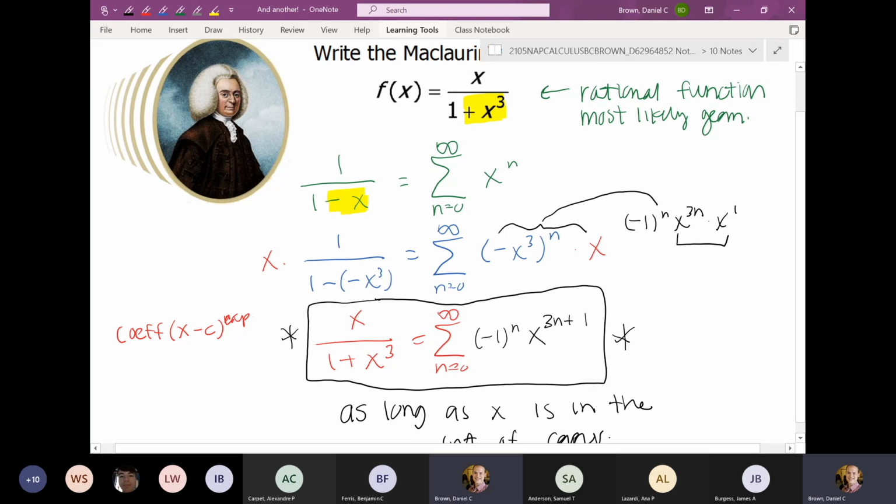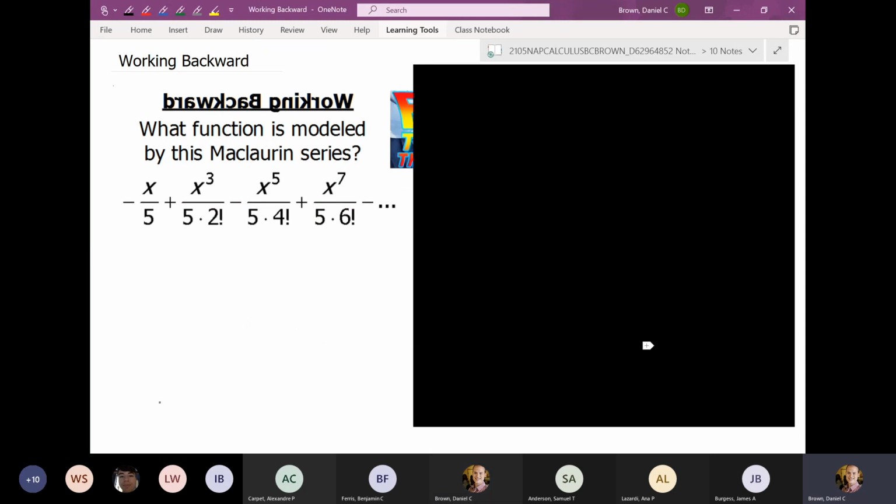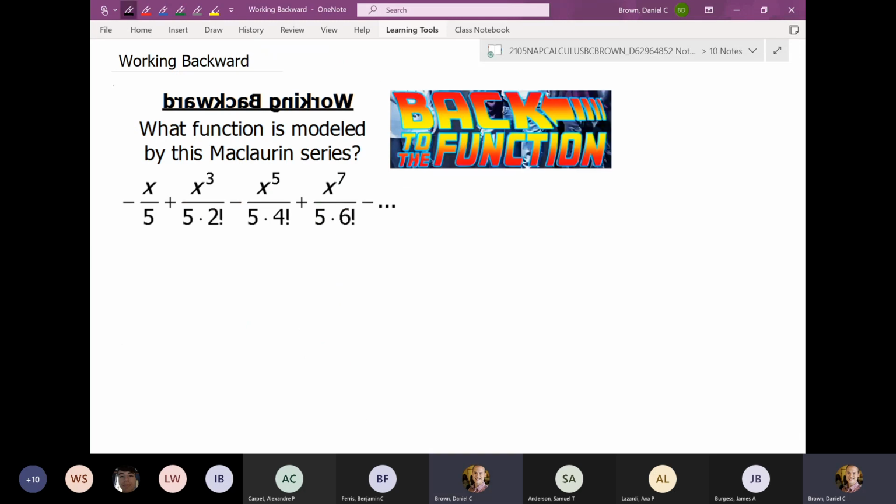All right, let's try one where we go backwards. So these were ones where we had the function and we manipulated the sigma notation. Another type of example would be where you are given terms, and you have to go backwards from there. So I have: what function is modeled by this Maclaurin series?